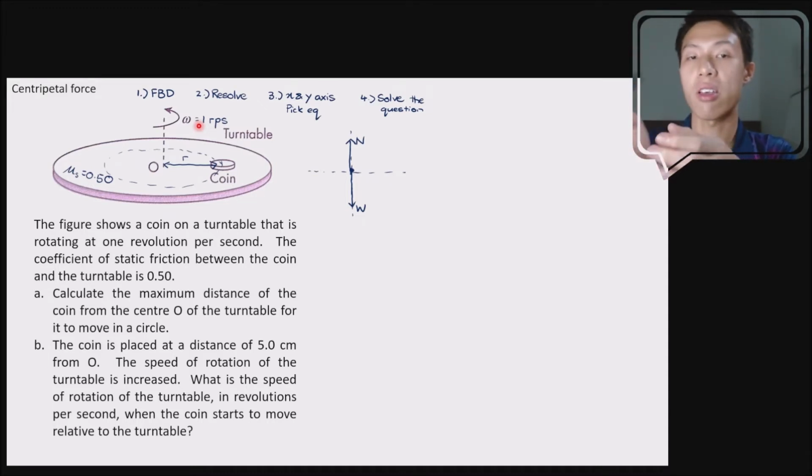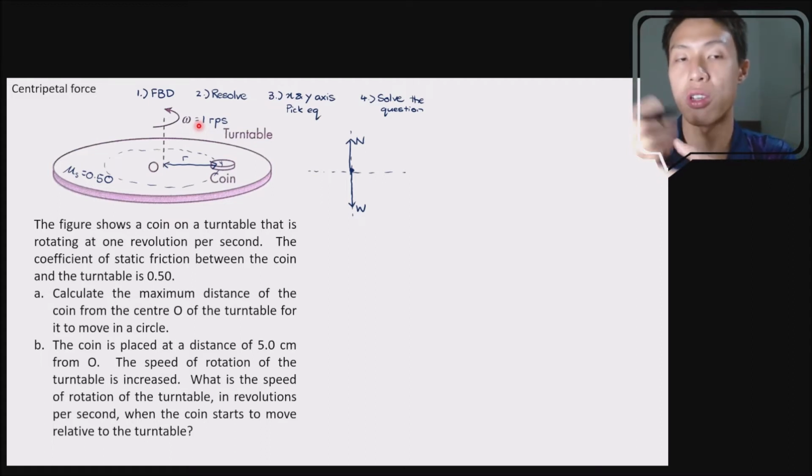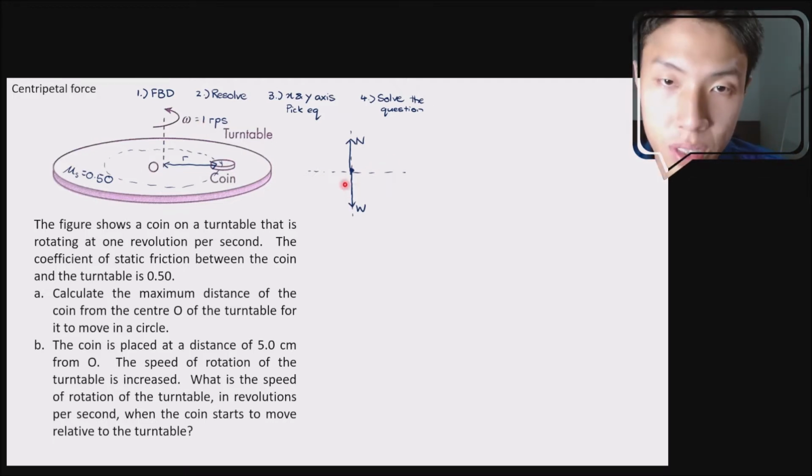You cannot have any net force in the direction of motion. You cannot have any net force opposite the direction of motion, because that will speed up or slow down the coin. But for this case, it's uniform circular motion with constant speed, so there will be no static friction pointing along the direction of motion or opposite the direction of motion.